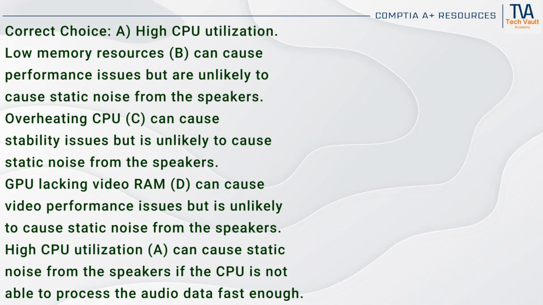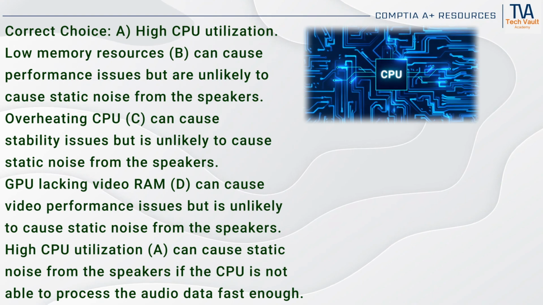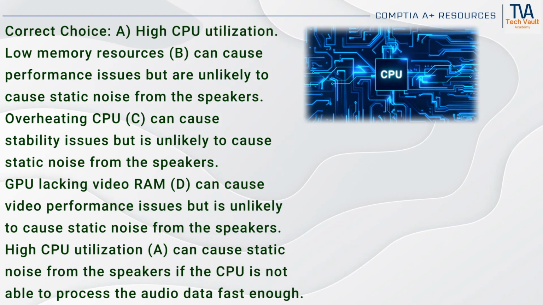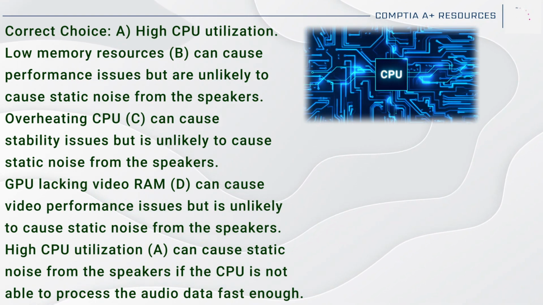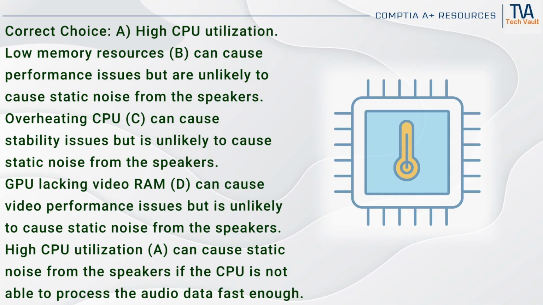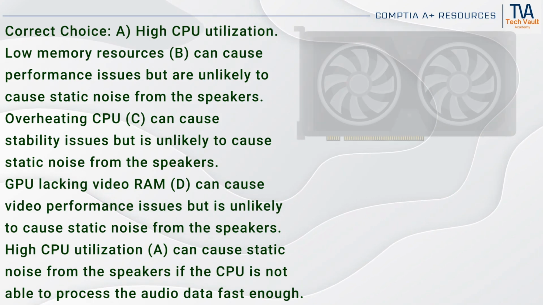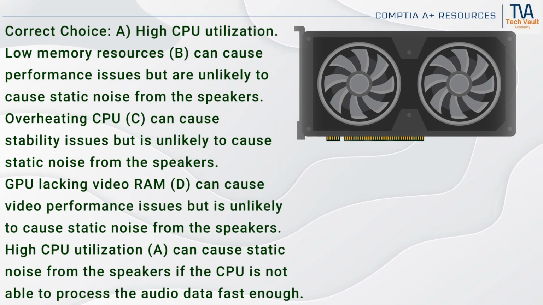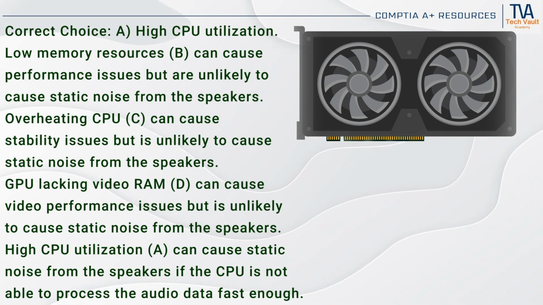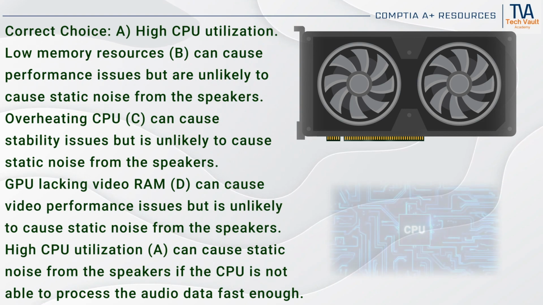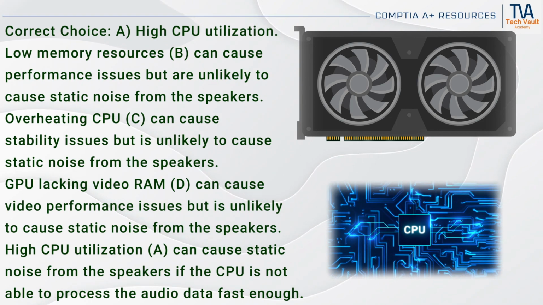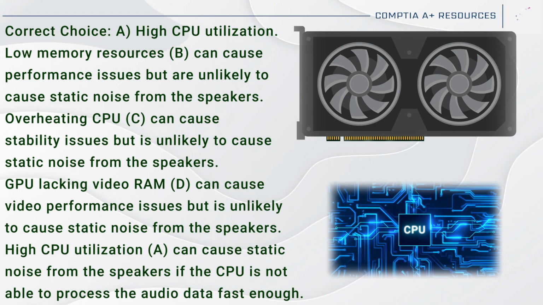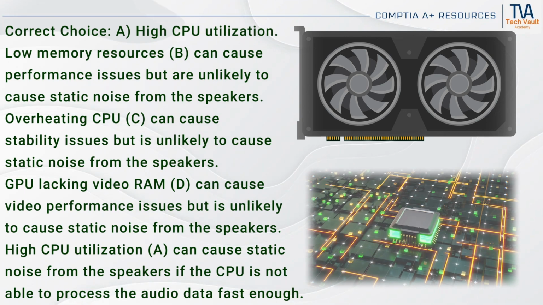Correct choice, A. High CPU utilization. Low memory resources, B, can cause performance issues but are unlikely to cause static noise from the speakers. Overheating CPU, C, can cause stability issues but is unlikely to cause static noise from the speakers. GPU lacking video RAM, D, can cause video performance issues but is unlikely to cause static noise from the speakers. High CPU utilization, A, can cause static noise from the speakers if the CPU is not able to process the audio data fast enough.